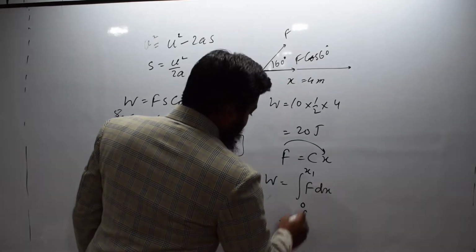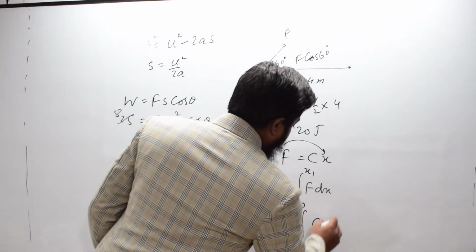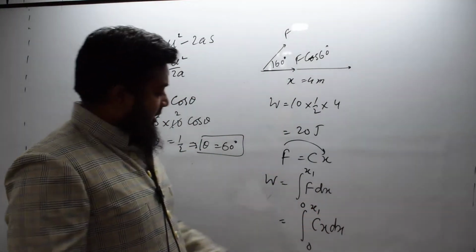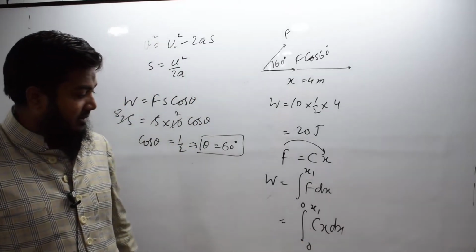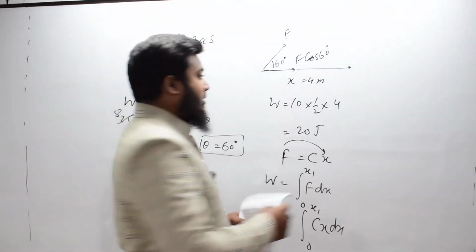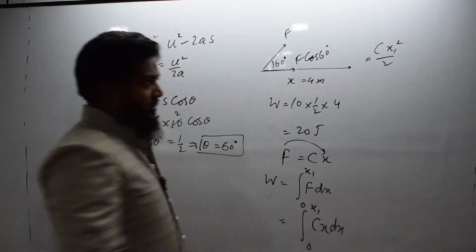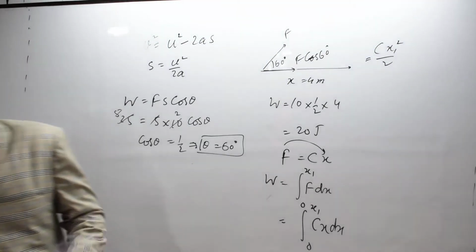Now, put the value of force, which is Cx here, Cx dx from 0 to x1. Now, C is a constant, it will be taken out, integration of x is x square by 2, from 0 to x1 it will become C x1 square by 2. So, work done by such a force is equal to half C x1 square, the second option.